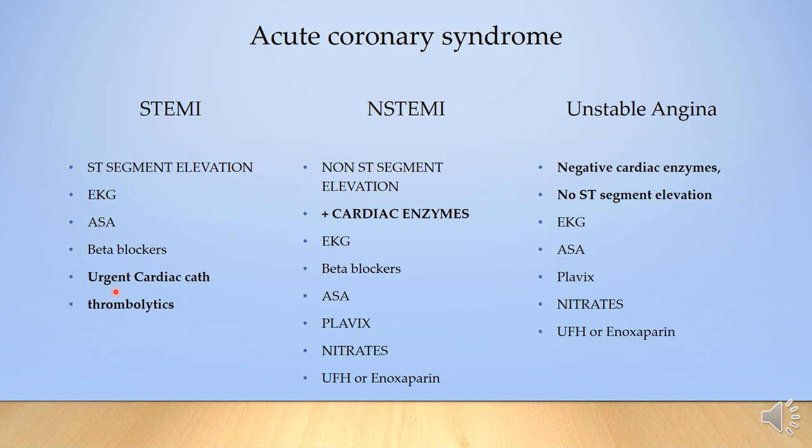What is also a major difference? Urgent cardiac cath for these patients. These patients need to go to the cath lab within 90 minutes or less if possible. So if you have a patient come in with a heart attack, our goal is to get them to the cath lab. Why? Because cath lab is way better than giving these patients thrombolytics. What they'll do is insert a catheter with a balloon on the end through an artery, either the radial artery or the femoral artery.